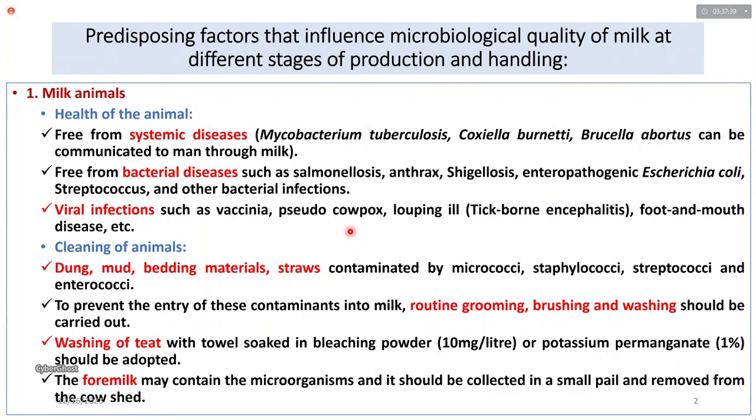We can clean these animals with routine grooming practices, brushing, and we can wash them, right? And we can wash the teats of these animals during the harvesting process, and clean them and dry them. And we can avoid any dung, mud, or bedding materials, or stored material, maybe contaminated with some microorganisms, getting in touch with the animals as well as whatever products are coming from these animals, right?